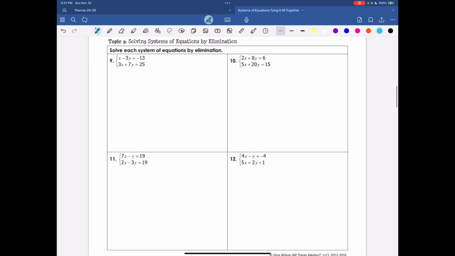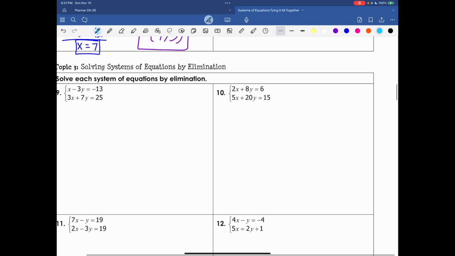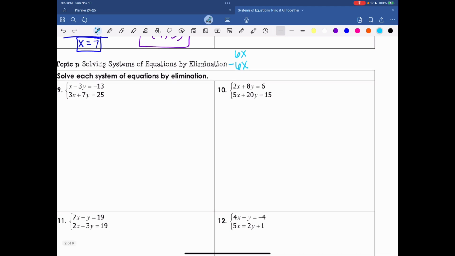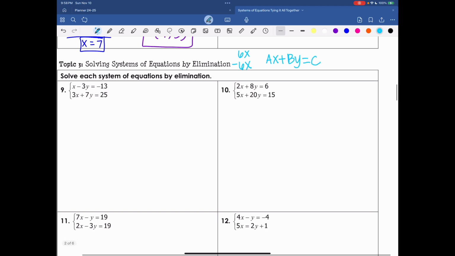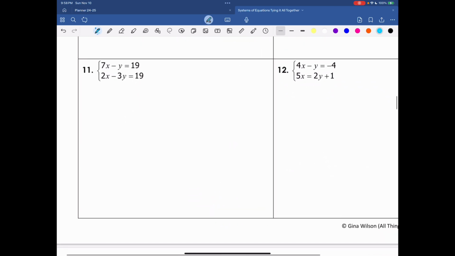Now moving on to the elimination method. Remember, in order to use the elimination method, you have to have opposite coefficients. Opposite coefficients are things like 6x and negative 6x. If you do not have opposite coefficients automatically, you have to create those opposite coefficients. And really important, whenever you are solving a system using opposite coefficients, your equations have to be in standard form. So we're going to take a look at number 11.